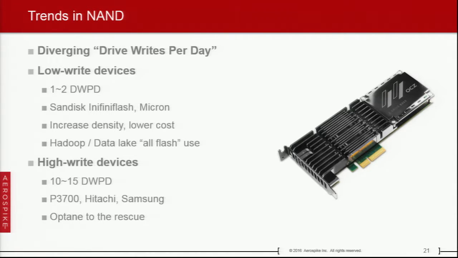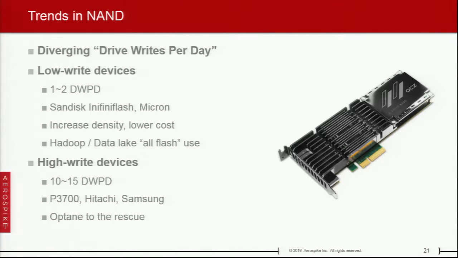So what you're seeing now, and be careful when you start looking at NAND, is this growing divergence in devices. There are now devices, I put DWPD, I probably should have explained that, drive writes per day. That is the number of times you can rip through and change every byte in the device once a day with a 5-year lifespan. So there are these devices coming out that are 1 to 2 drive writes per day.